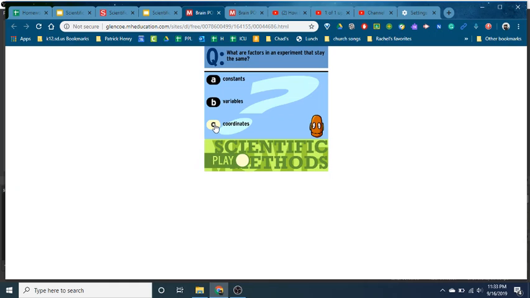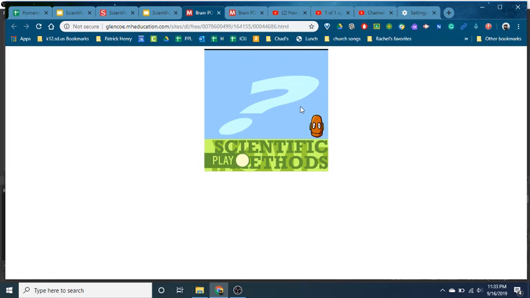What are factors in an experiment that stay the same? What do we call them? Constants, variables, or coordinates that stay the same? They're called constants. If you constantly are doing something at home, that means you're always doing it every single time.